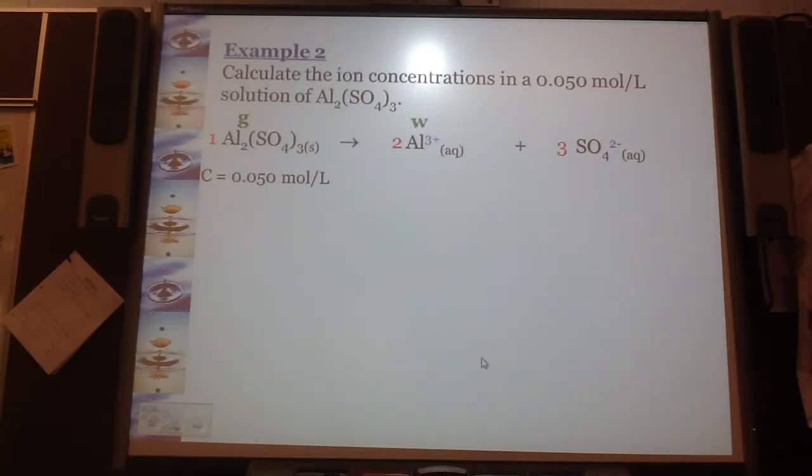And I want to find out the concentration of aluminum ions, and I want to find the concentration of sulfate ions. So, let's do aluminum first. You take your given concentration, multiply it by wanted over given, and so the molarity of your aluminum ion is 0.1 mole per liter.